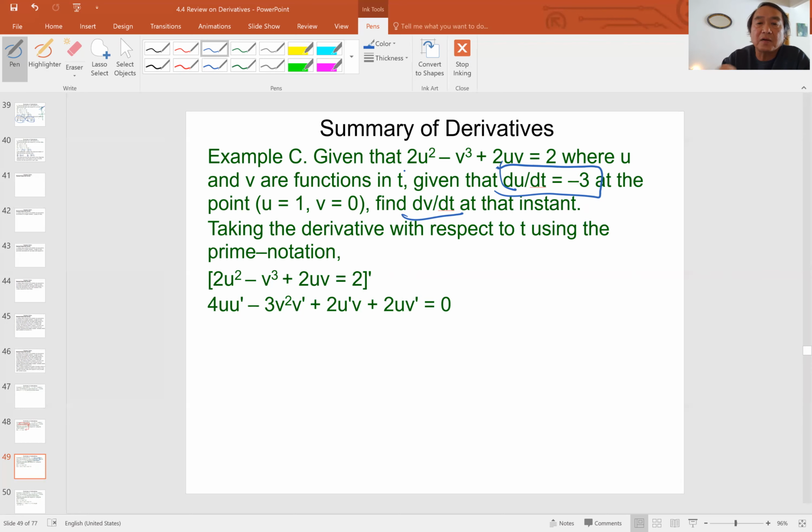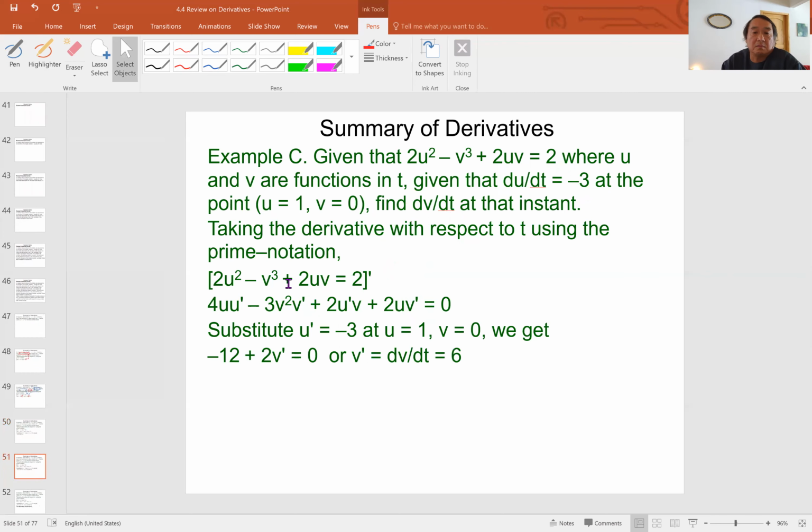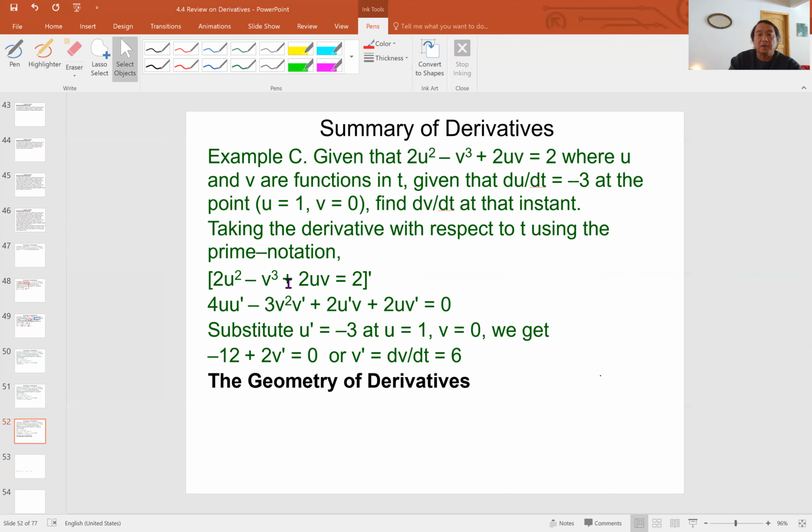There will be a lot of information given about u and v and du/dt. So I can plug all these numbers into these equations and figure out what v prime is. In other words, we're going to calculate v prime, and in the other places u and u prime and v, they're all going to be filled in with numbers. You put them in, and then you get v prime is equal to 6. So we'll say that dv/dt is 6.